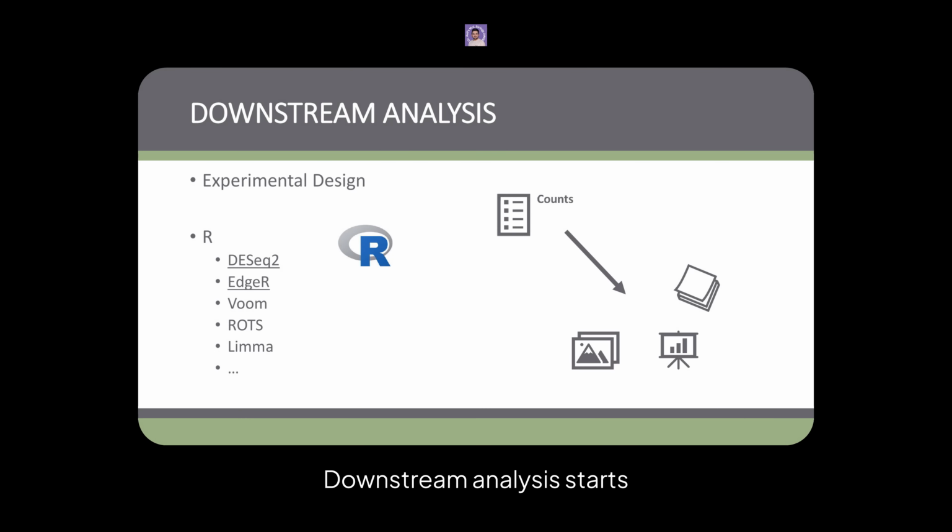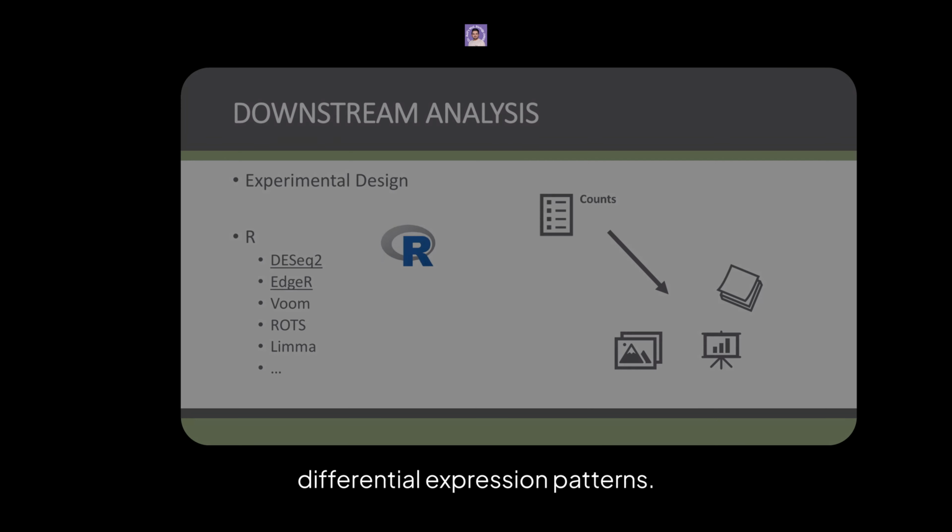Downstream analysis starts from the count matrix and a clear experimental design. Using R and packages such as DESeq2, edgeR, voom, ROTS, and limma, we model the data statistically. The outputs include tables, figures, and reports that summarize differential expression patterns.